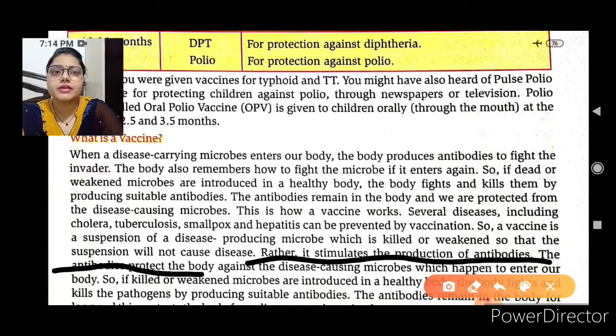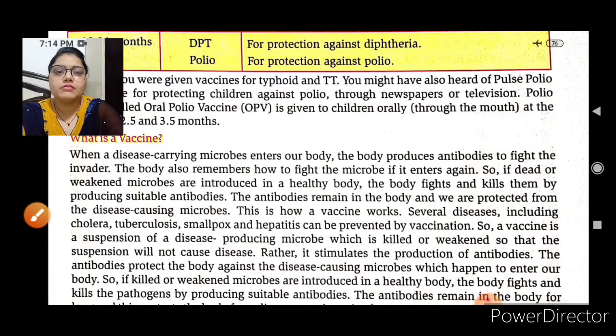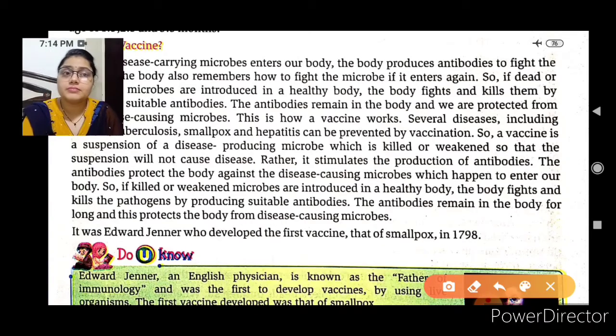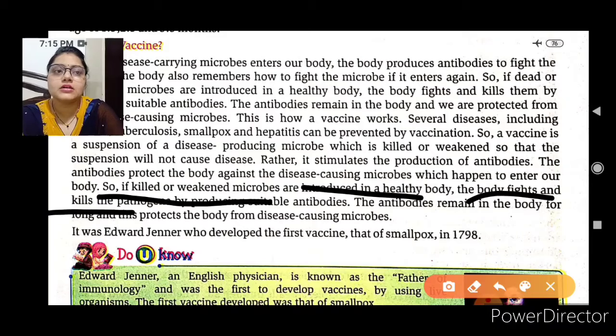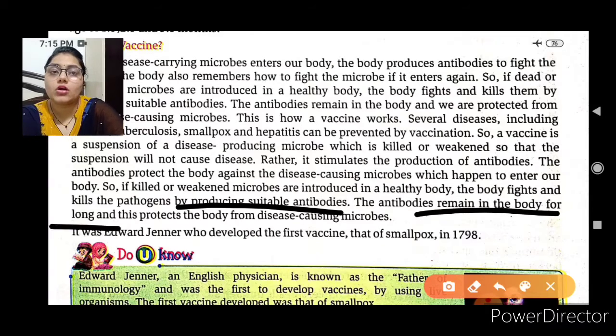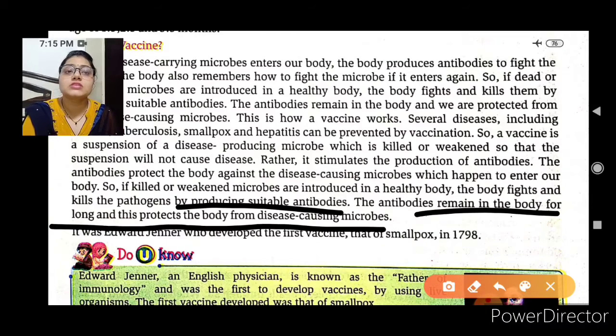The antibodies protect the body against disease-causing microbes which enter our body. When such microbes enter, these antibodies protect our body and fight against them. So if killed or weakened microbes are introduced in the healthy body, the body fights and kills the pathogens by producing suitable antibodies, and the antibodies remain in the body for a long time and protect it from disease-causing microbes. This is due to the vaccine.